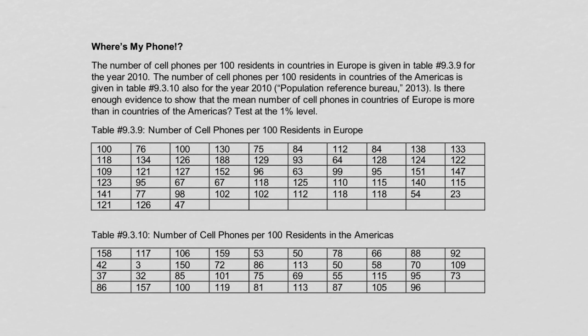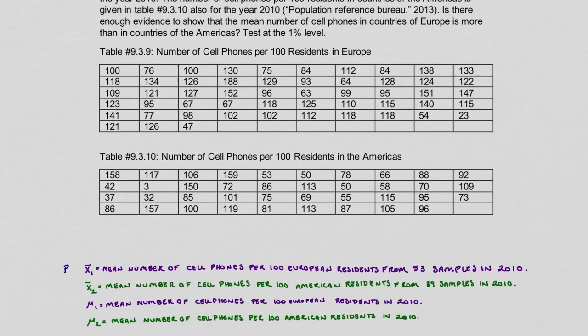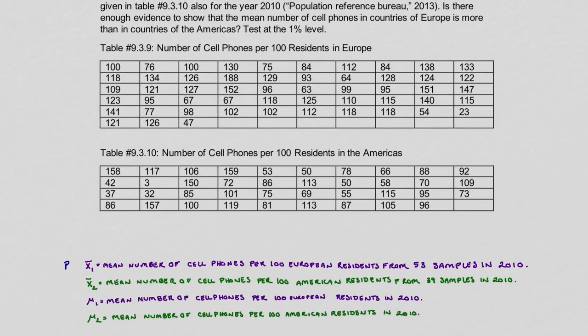Okay, everyone, so we are back, and we're going to go ahead and start going through the solution. So the first thing that we want to do is identify our random variables and our parameters. So in this case, we might say for group 1, let's say that it's Europe. We're going to say the mean number of cell phones per 100 European residents from 53 samples in 2010. Because again, if you go through each of those cells that you see in the data table, this is representing how many phones per 100 of those individuals we recorded.